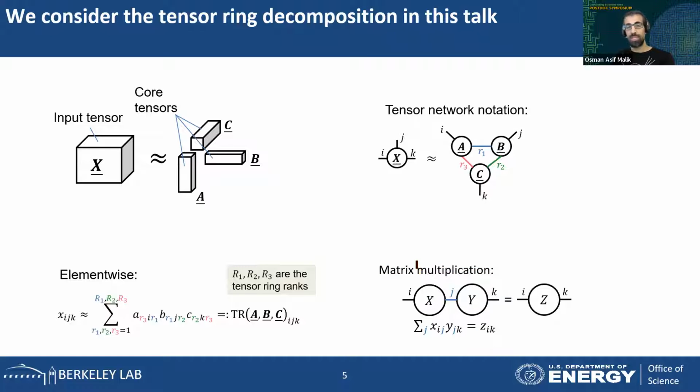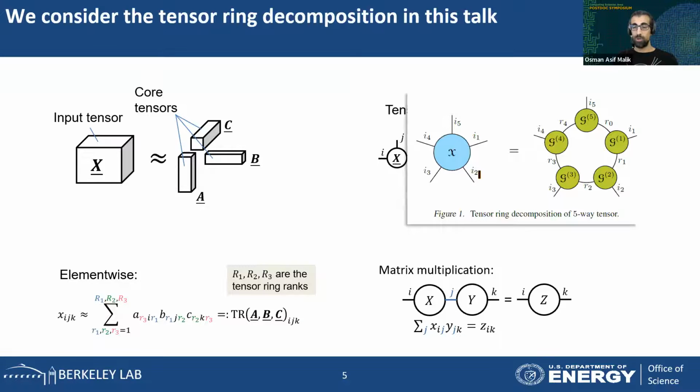And the reason it's called a tensor ring is a little bit easier to see when we have tensors with more modes. So here I've copied in a different picture that shows this well. So X here is now a tensor with 5 indices, and it's decomposed into a tensor ring of 5 cores. And you can see here that it's called a ring because it looks like a ring when we draw it in this tensor network notation.